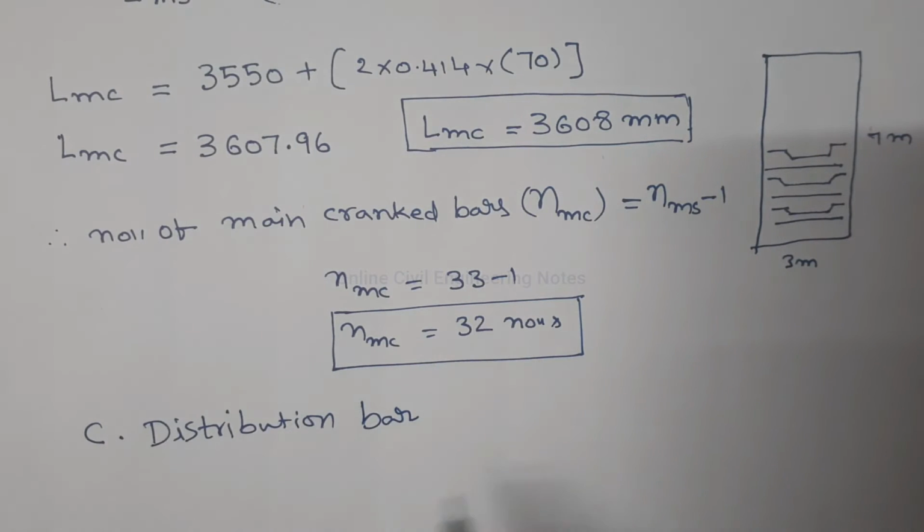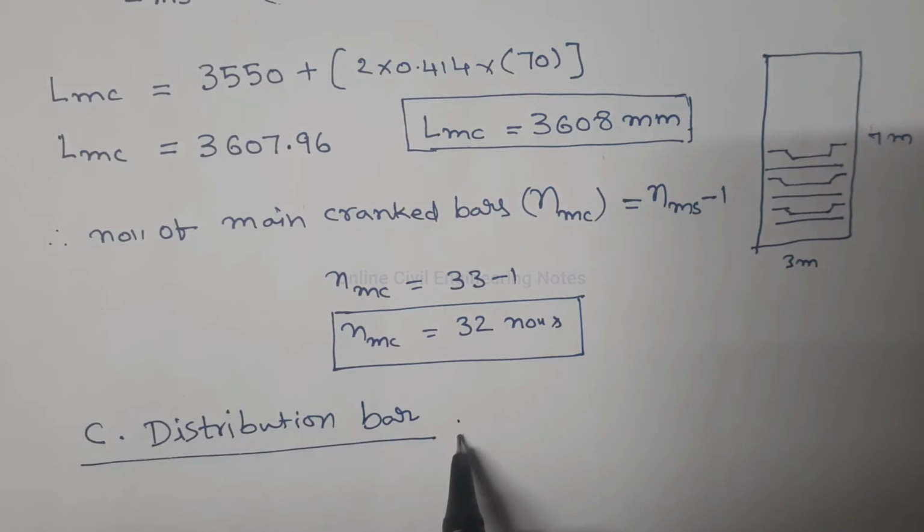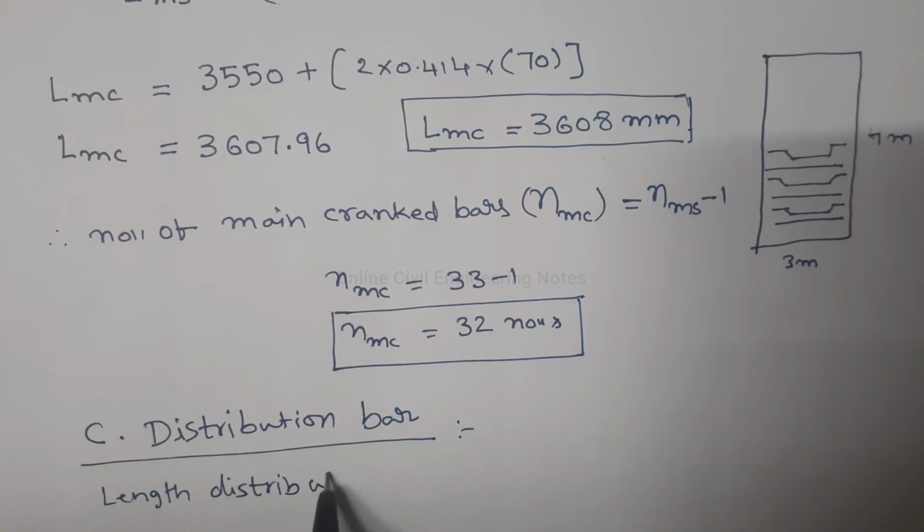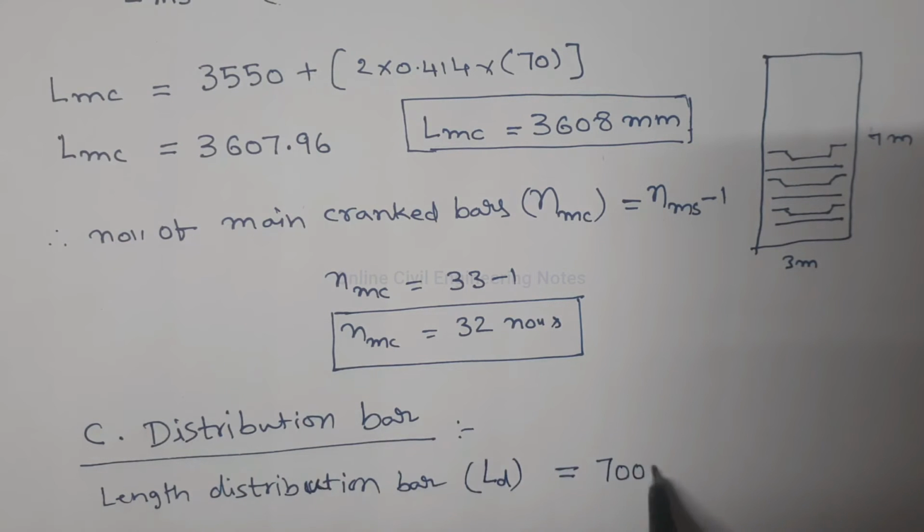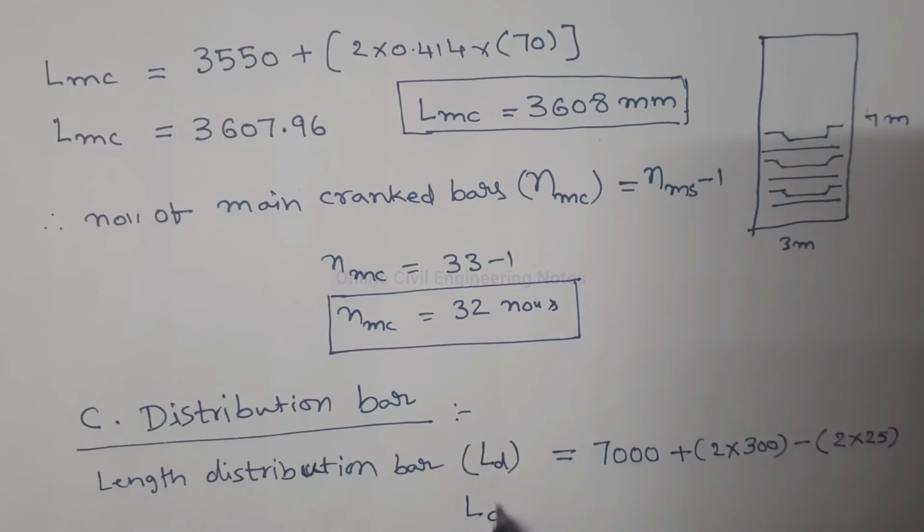This bar is provided in the longer span. Length of distribution bar is equal to LD is equal to clear span in the longitudinal direction plus 2 into 300 minus 2 into end cover. Which is equal to 7550 mm.